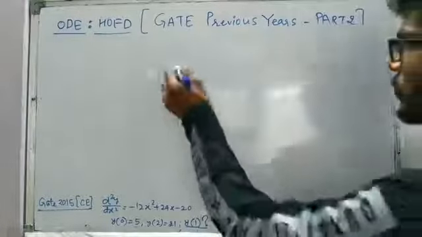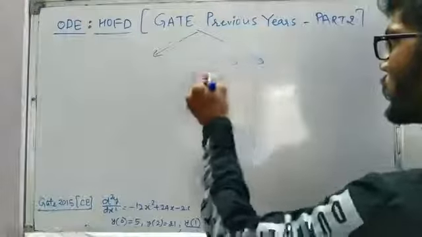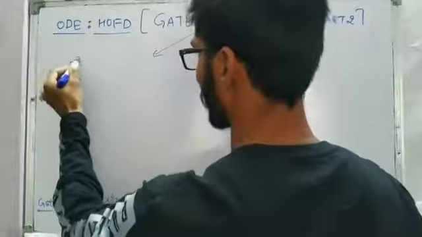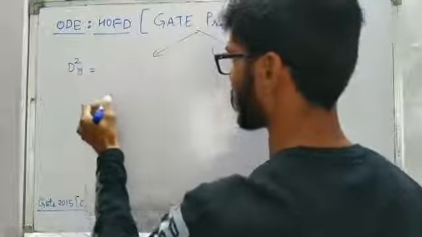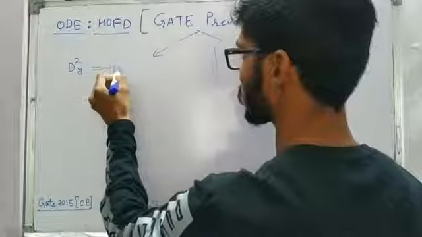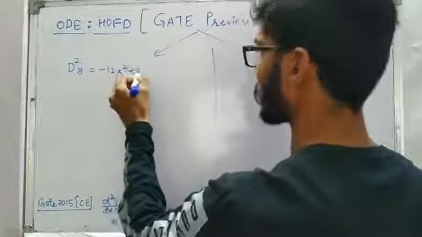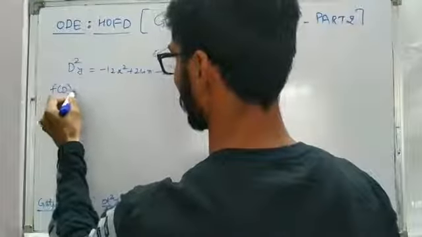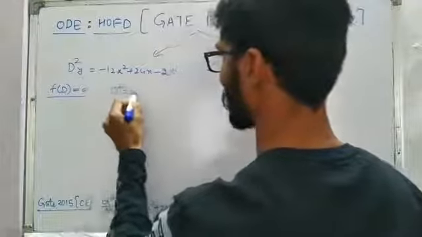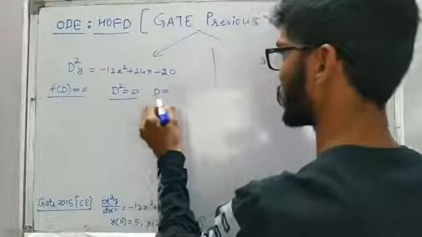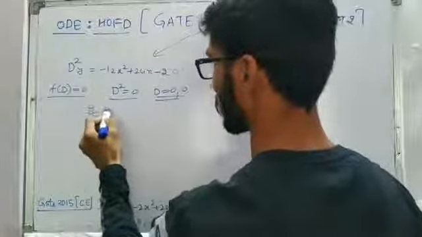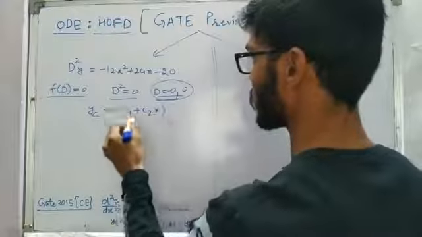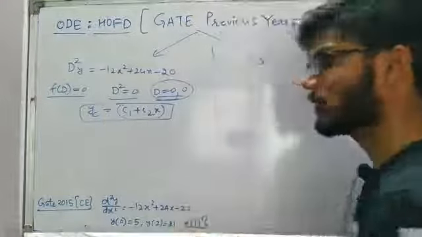So this particular problem we can actually solve in two ways, and if we go with our standard procedure, putting d by dx as capital D, we will be able to write D square into y is equal to minus 12x square plus 24x minus 20. And if we write our auxiliary equation f of D is equal to 0, we are going to get two roots, D square is equal to 0, so D is equal to 0 and 0. So if we write the complementary function, real roots but repeated, so (c1 plus c2x) and e power 0 is nothing but 1. So this will be our complementary part.